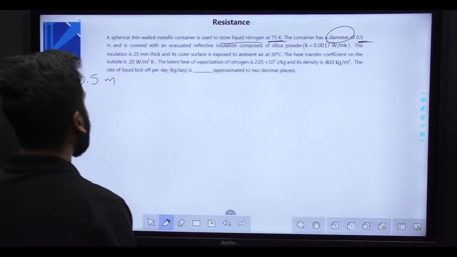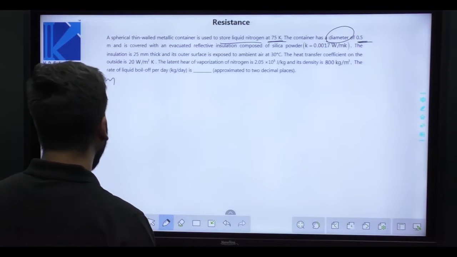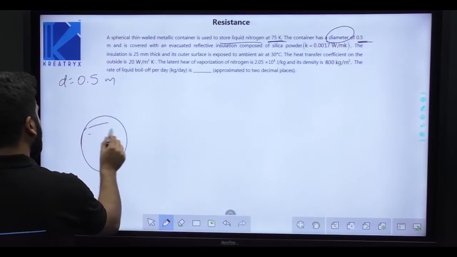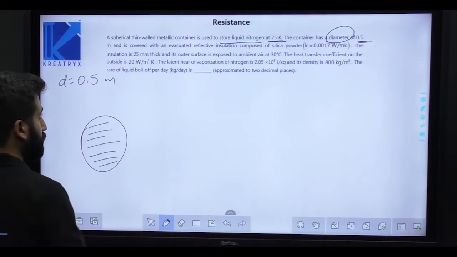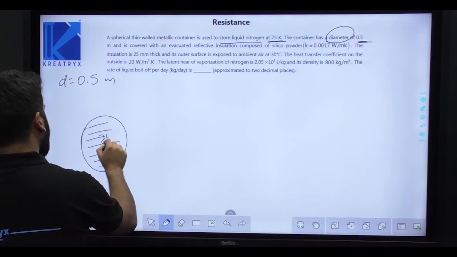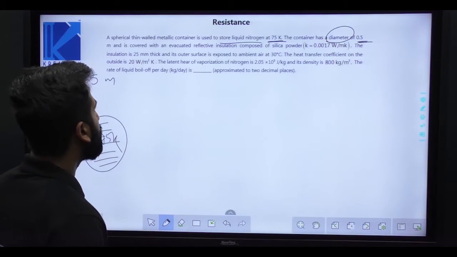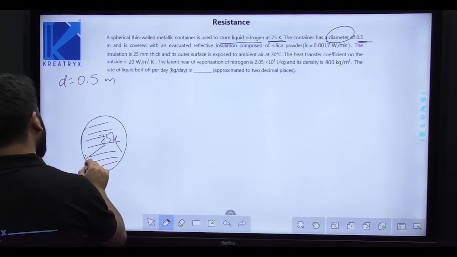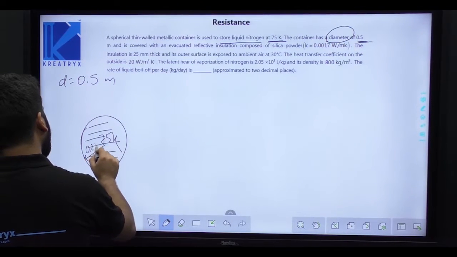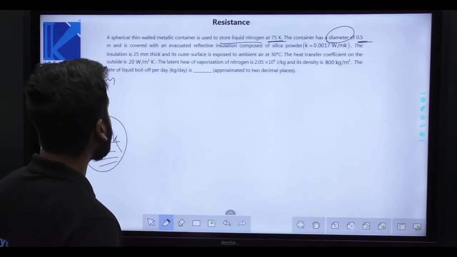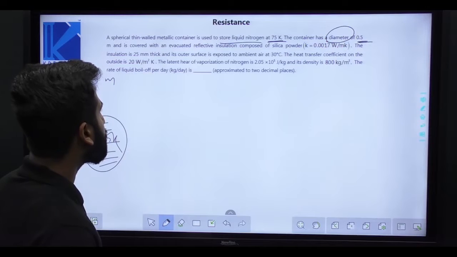It is covered with an evacuated reflective insulation. Let's draw a rough schematic diagram. This is the container. Here is the liquid nitrogen, which is at 75 Kelvin, and its diameter is 0.5 meter. That implies its radius is 0.25 meter. And it is covered with an evacuated reflective insulation composed of silica powder.